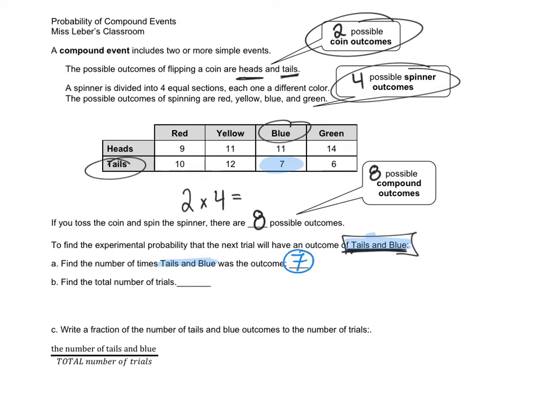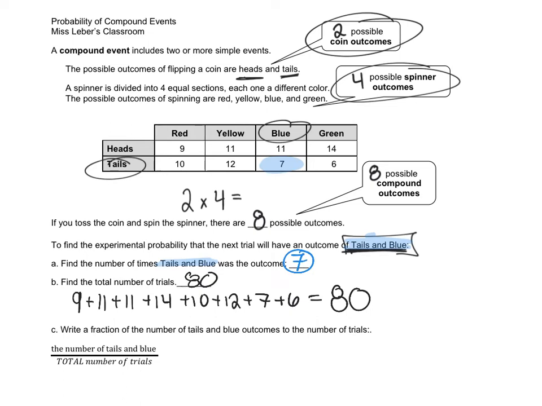But we also need to find the total number of trials. So just like in the last question, add up all of the different cells of that chart. So I've got the 9, 11, 11, 14, 10, 12, 7, 6. And again, use your calculator or your mental math to total those up. I'm going to use my calculator. When I do that, I got 80. So there are 80 total trials.